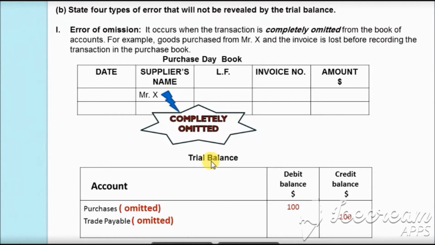So in the trial balance, we will mention the purchases and the trade payable for this type of entry when we have purchased the goods on credit. However, as it is not recorded, purchases was omitted as well as the trade payable, both of them were omitted. That is, the debit balance was omitted as well as the credit balance. So naturally, as both sides have been omitted, the total of the trial balance will tally. They will not show any deficit on the debit side or the credit side, and because of this, this error will not be revealed when we make the trial balance.